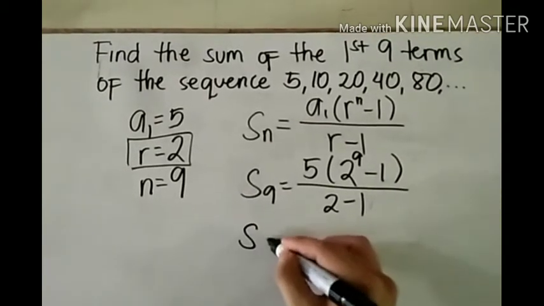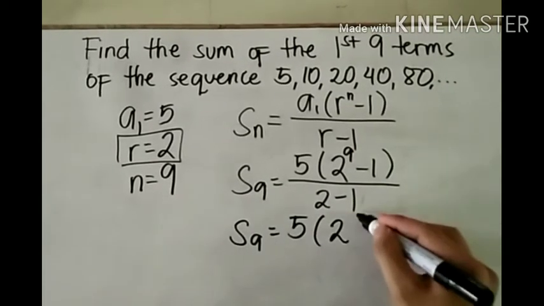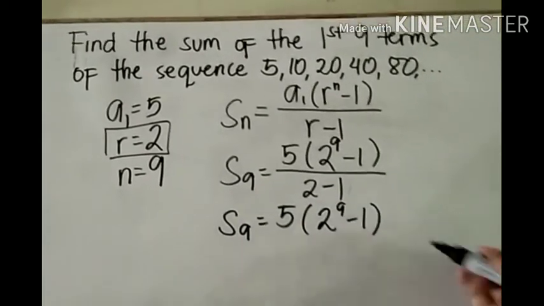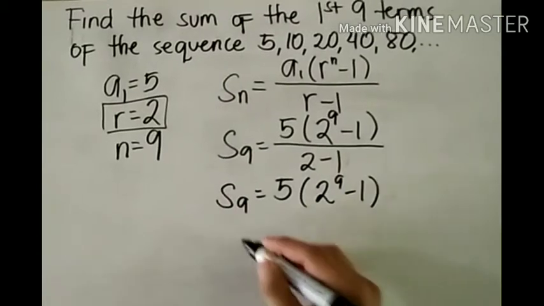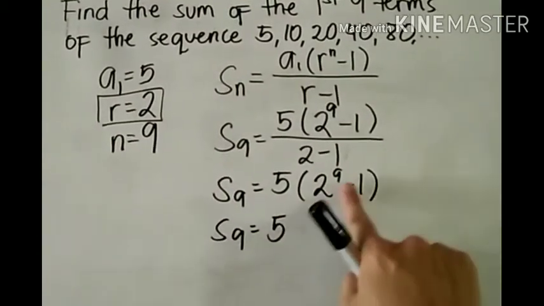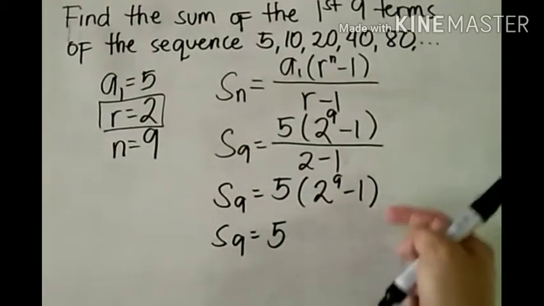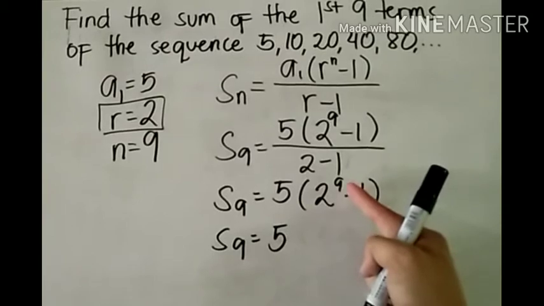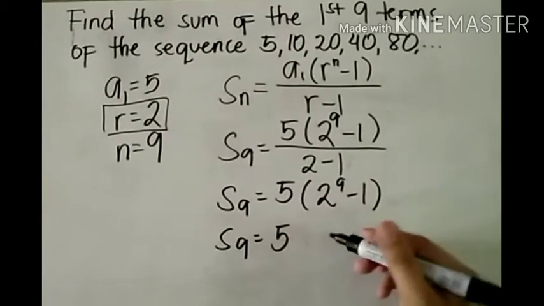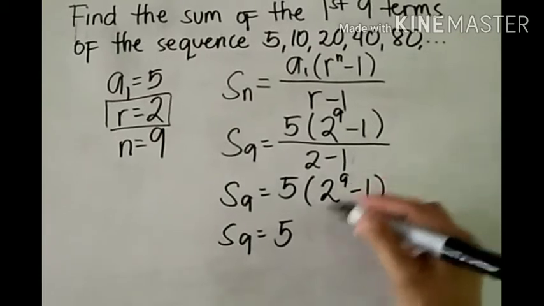So, the equation would become 5 times 2 raised to 9 minus 1. Next step, S sub 9 is equal to 5. Ito muna tayo sa exponent, PEMDAS. Parenthesis, so ano ba yung nasa loob ng parenthesis? Meron pang exponent. So what is 2 raised to 9? That is not 2 times 9. That is 2 raised to 9.